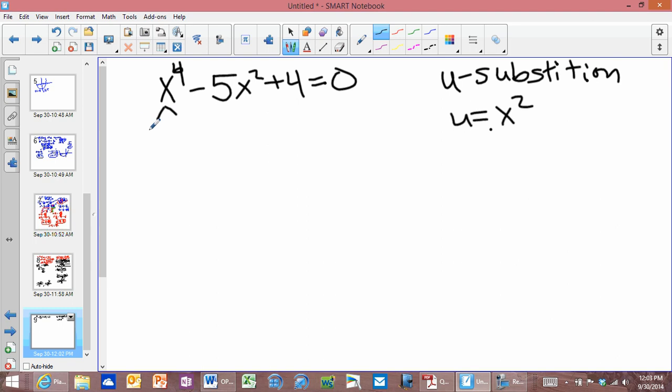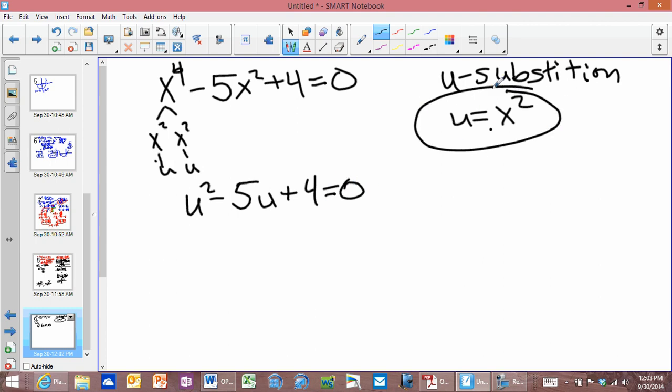So I need to break down this x to the 4th into 2 x squareds. Remember my properties of exponents. So this is a U, and this is a U. If I have 2 u's times each other, that's u squared. Minus 5u plus 4 equals 0. It's very important to make this equation over here, so you have to write this, and then you'll go from this step to this step.